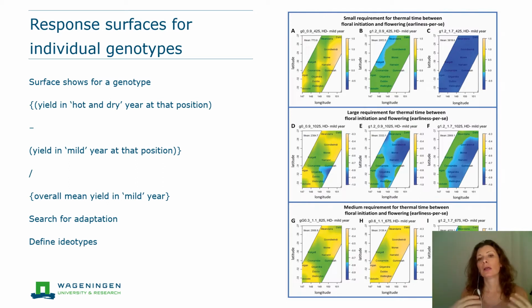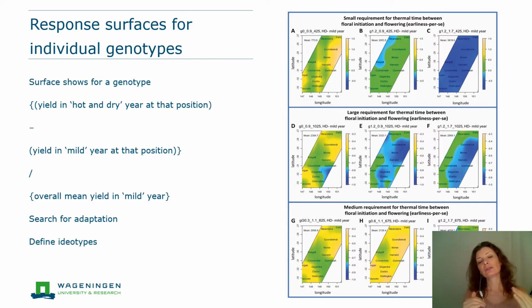In other words, if a genotype has a more yellow color, it means that for that specific location, that genotype severely increased its yield in a mild year compared to a hot and dry year. So immediately we can see that there are strong differences. There are some genotypes that tend to reduce their yield, like the ones at the top right, and there are some genotypes that tend to increase their yield. But this increase is also not homogeneous for the whole region. There are some specific parts in the predicted region that have a higher increase.